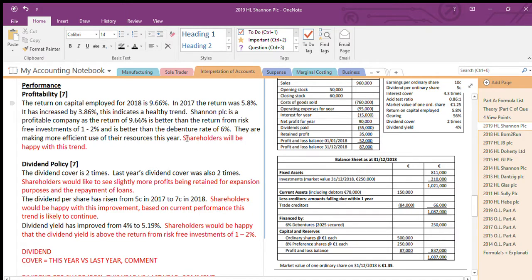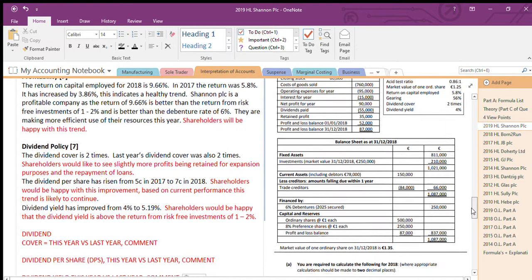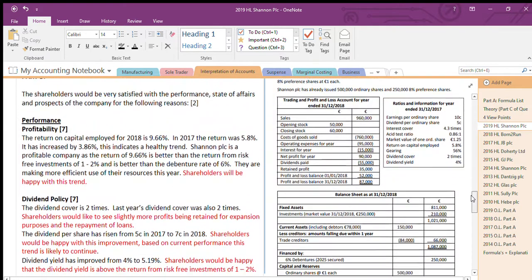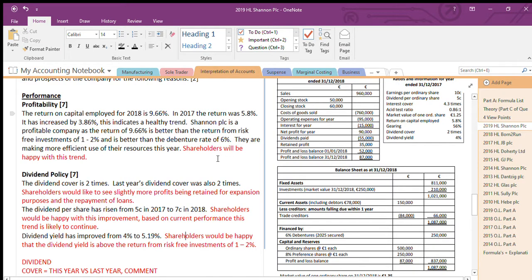Now, the parts in red are the parts where I'm commenting on shareholders, shareholders, shareholders. That's going to slightly change if I'm asked to do this on a bank manager or debenture holder, but everything else will stay the same. And the comment, you just change the comment to suit who you're looking at and who's looking at the accounts. So that's just the first two.